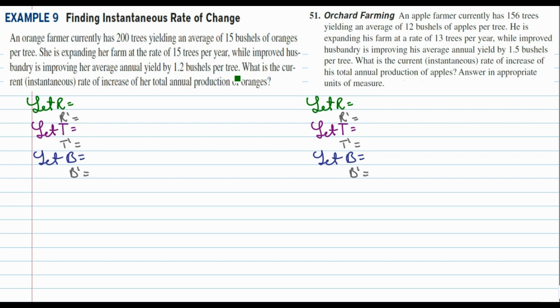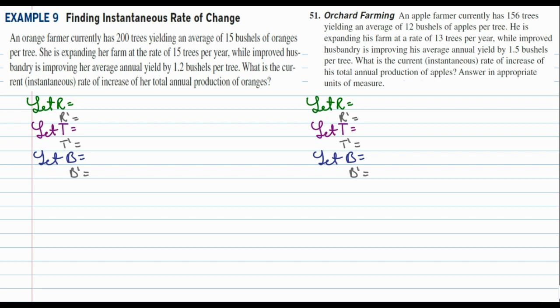So first of all, to clarify, improved husbandry doesn't mean she found a better husband to do her work for her. That's not what that means. Husbandry is tree farming. And so her average annual yield is improving by 1.2 bushels per tree. Right now, she's getting 15 bushels per tree. Next year, she'll be getting 16.2 bushels per tree. And the following year after that, she would be getting 17.4 bushels per tree, etc.